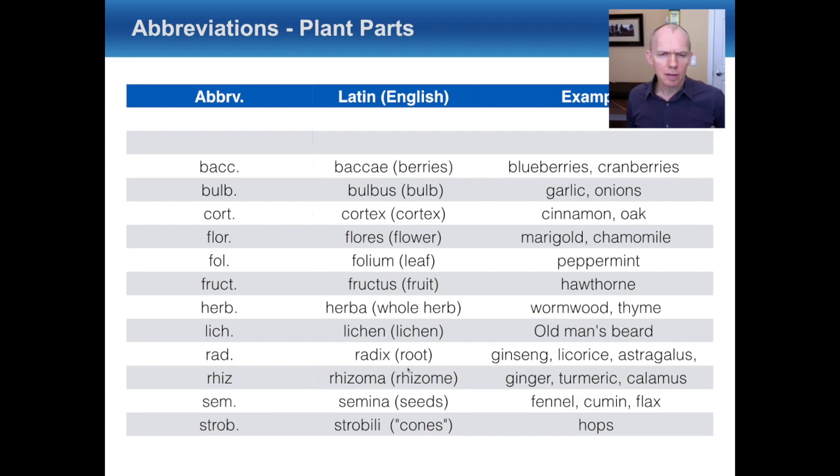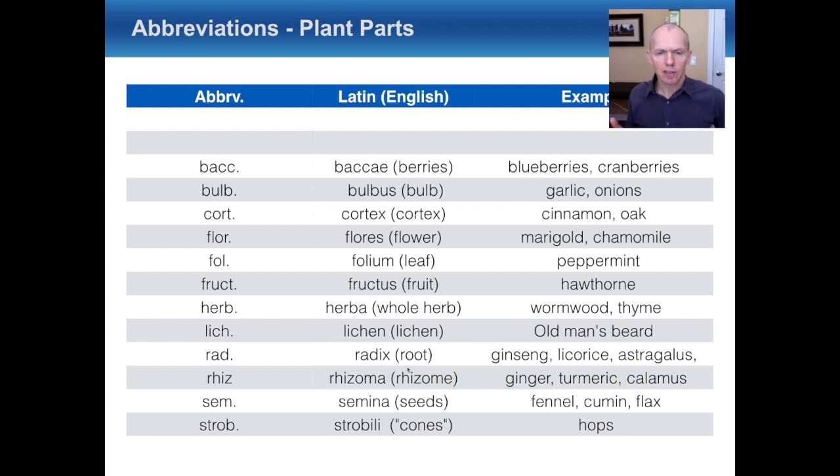Another type of root, or there's two types of roots you might use. One is a classic root, and the Latin term for that is radix, or the abbreviation is rad. So ginseng, licorice, astragalus. So it may be, for example, you'll see written down rad ginseng or ginseng rad would refer to the root of it, because in this case you don't want to use the leaves and the stem and the flowers, you only want to use the root.